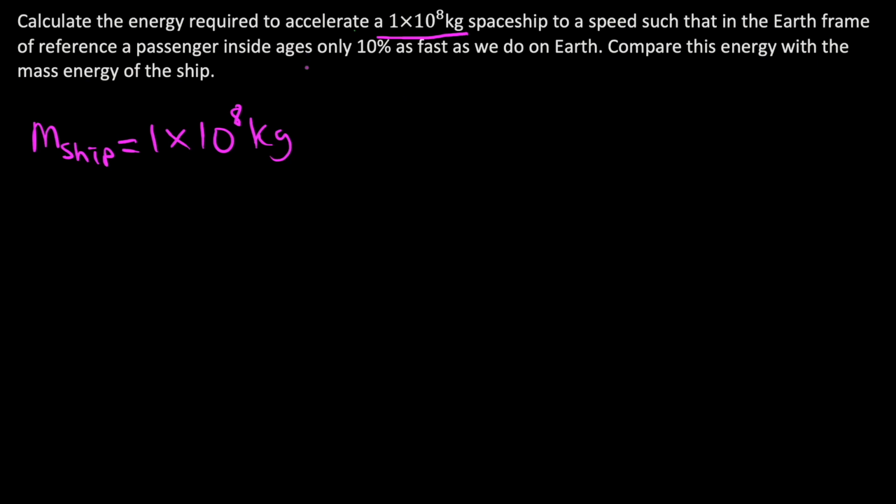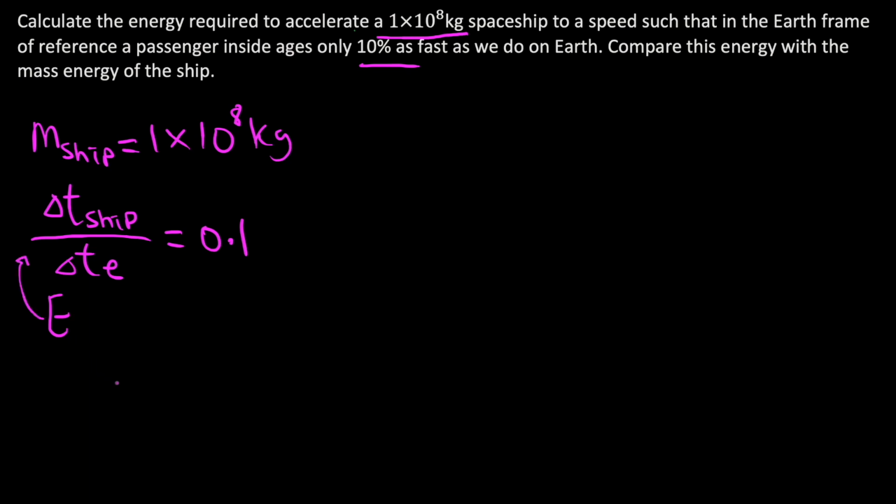We also know that a passenger inside the ship ages only 10% as fast as we do on Earth. So the 10% here is telling us the time ratio of the ship frame of reference to the Earth frame of reference. So delta T ship over delta T Earth is equal to 10%, and 10% is equal to 0.1. We are asked to find the energy required to accelerate the ship so that it has a time ratio of 0.1. So how do we solve this problem?